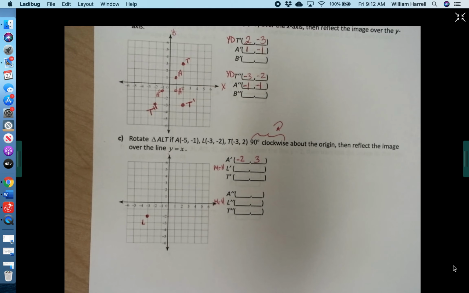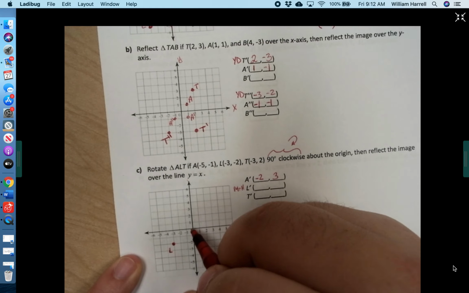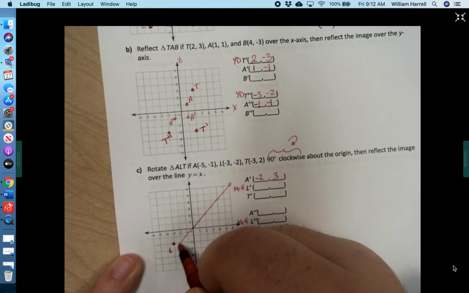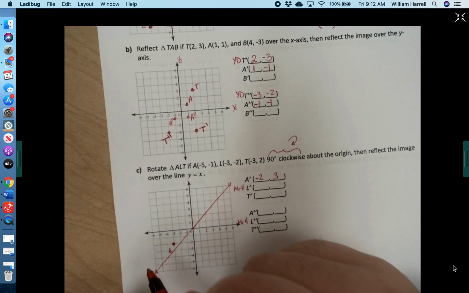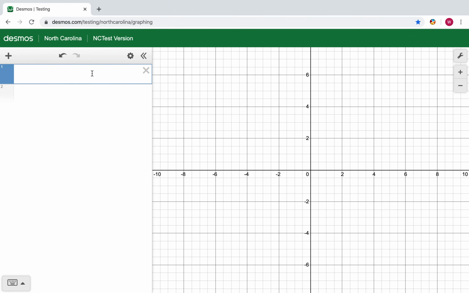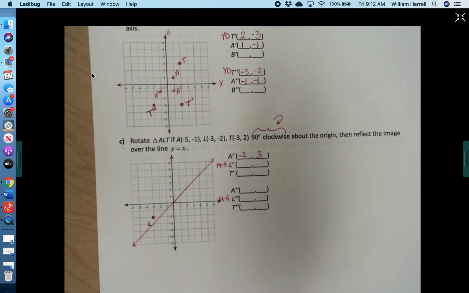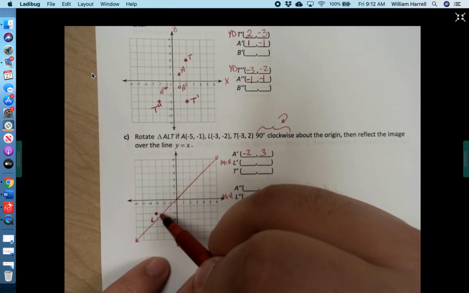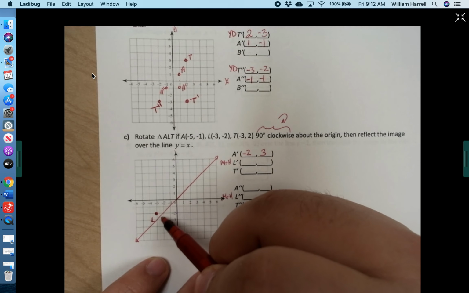Now, reflect over the line Y equals X. So I actually draw this line. If you don't know how to draw this line, don't be scared to do this right here. Y'all have Desmos. Y equals X. It's actually going to pop it up, okay? And that'll help you plot your line. After you plot your line, if I look, I'm kind of right here.